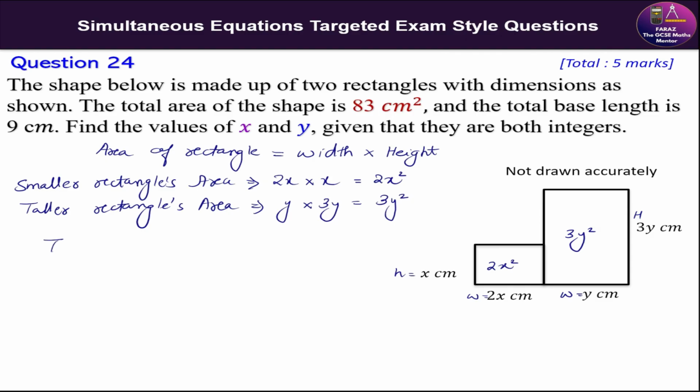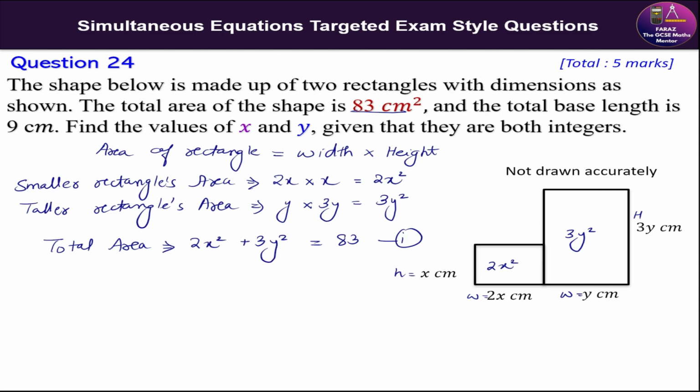Now the total area is given in the question. You can see there the total area of the shape is 83 centimeter square. So the total area expression would become, as we know that the area of the smaller rectangle is 2x square and the taller rectangle is 3y square, adding them together will give you the total area, and it equals 83 centimeter square. So that's our first equation. In this way you can form the equation for the total area.